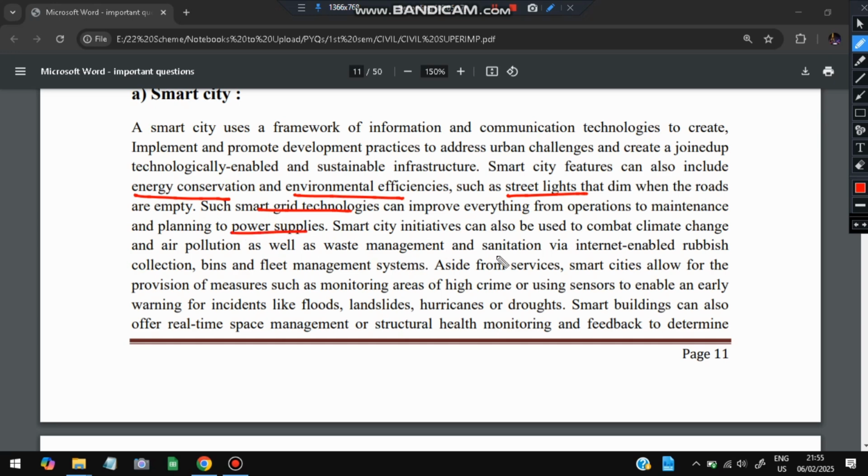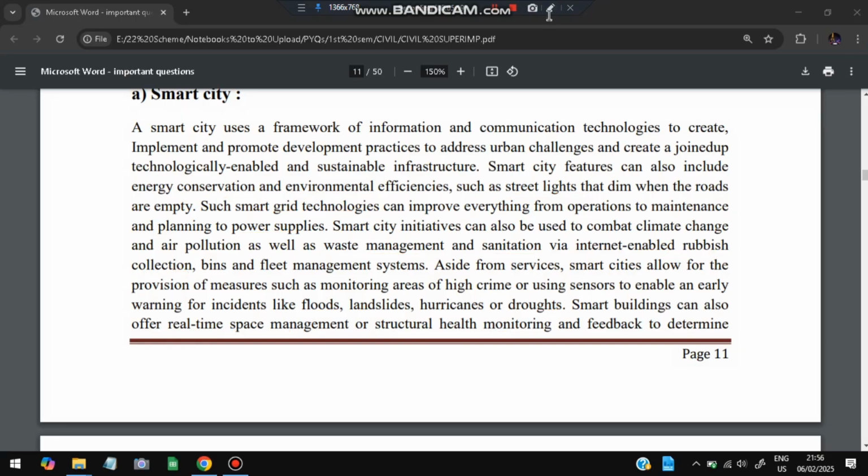Waste management and sanitation via internet-enabled rubbish collection, bin and fleet management systems, and automation, so that things happen on their own rather than manually. And enabling sensors to warn early before any flood, hurricane or drought. Smart buildings for real-time space management and structural health monitoring.